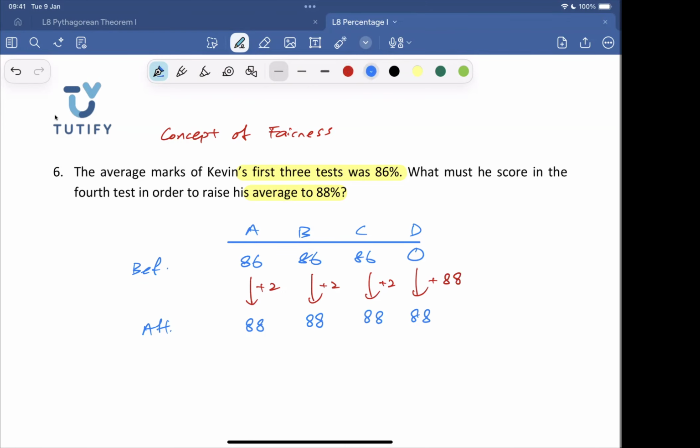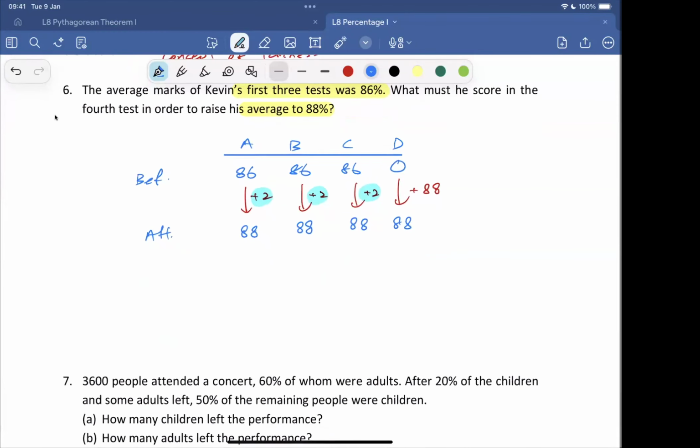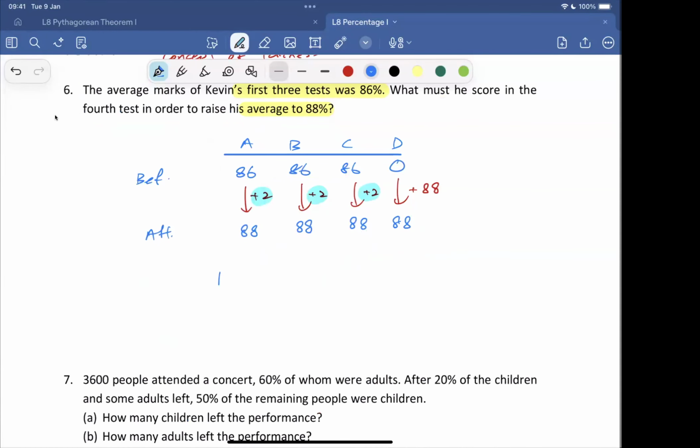Now let me ask you this question. Where did the extra 2 marks come from? From the last test. Correct. It came from the last test, so you can just add up what the average is and how much each of the first 3 tests gave to the last test. You are correct. Thank you, Dave.